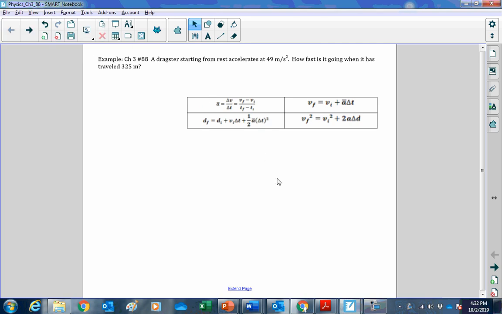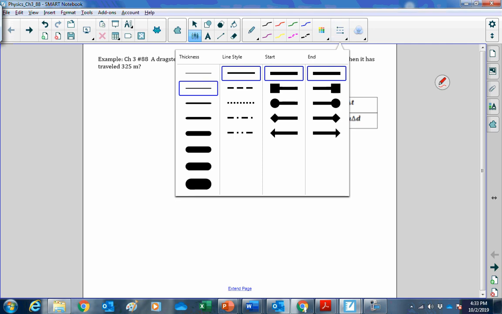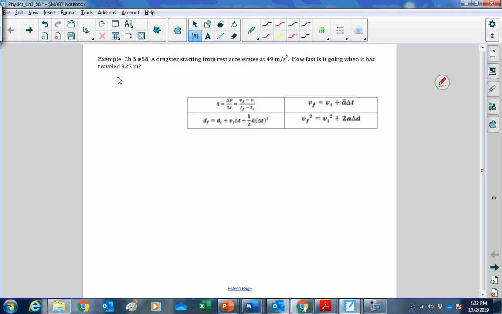Here's an example from chapter 3, a word problem. And so let's write down our given information first. We are given the acceleration. It says accelerates at, and you can tell by the units, it's in meters per second squared.